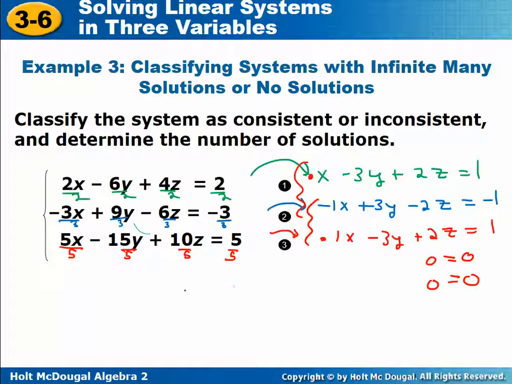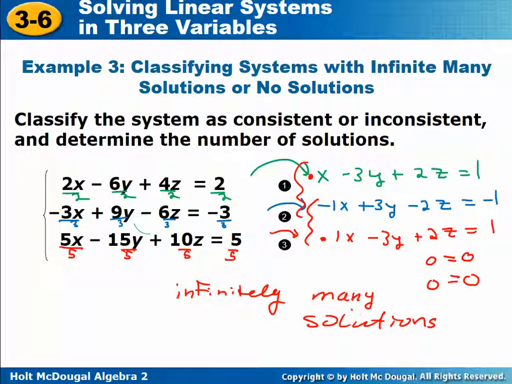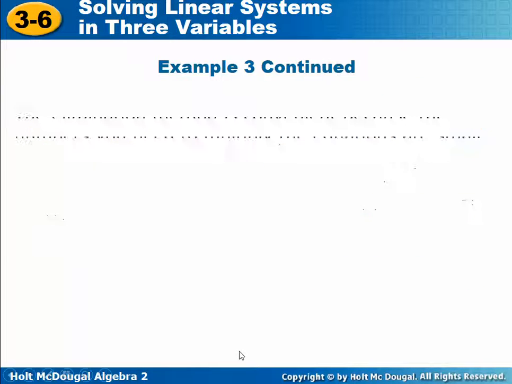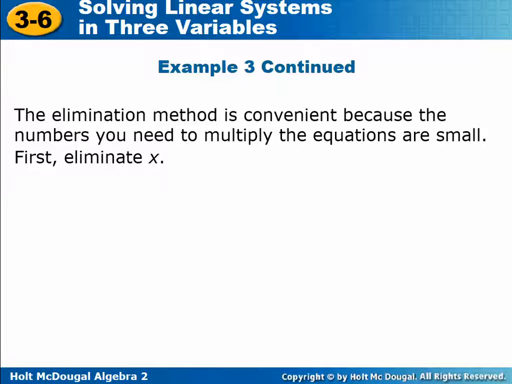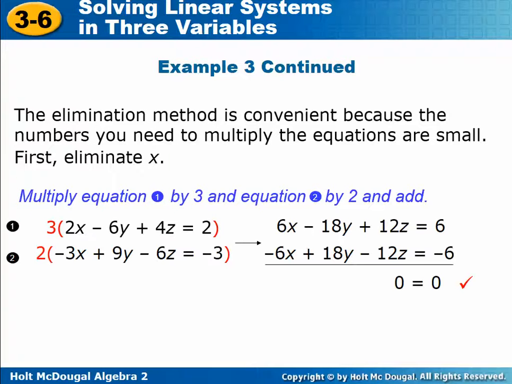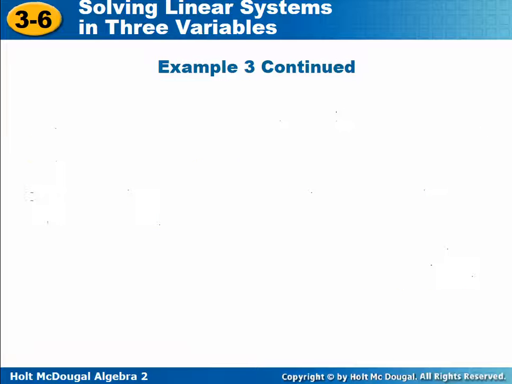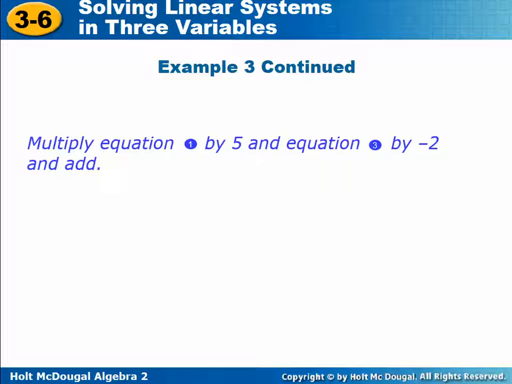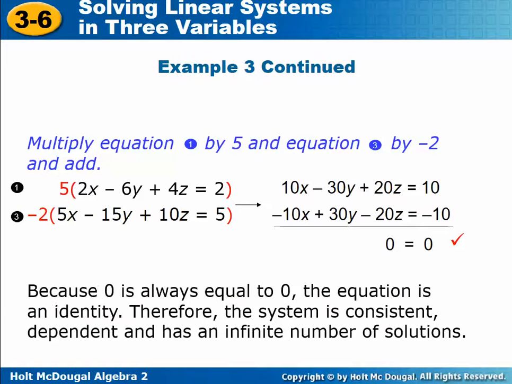So then the answer is infinitely many solutions. It would be those three planes intersecting at one line. They did it using the original numbers, and they got the same answer, even though it took them more work. They still got that 0 equals 0 when they added those two, and when they added 1 and 3, they had to do some multiplication first. They also got 0 equals 0.